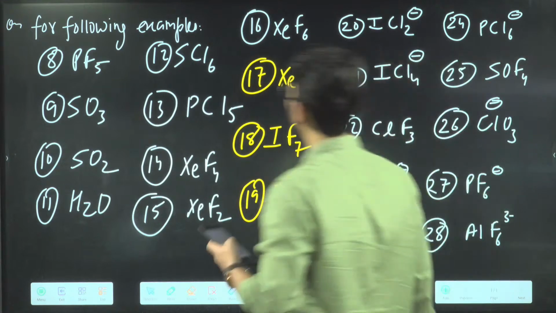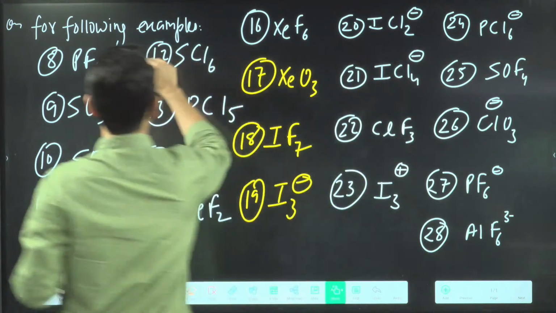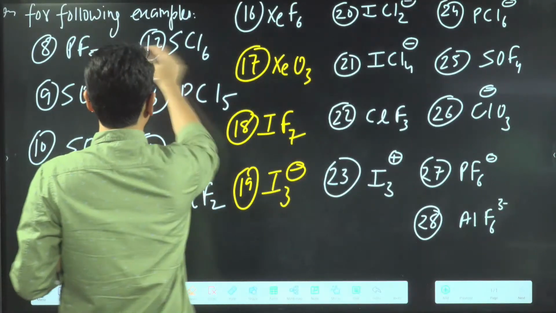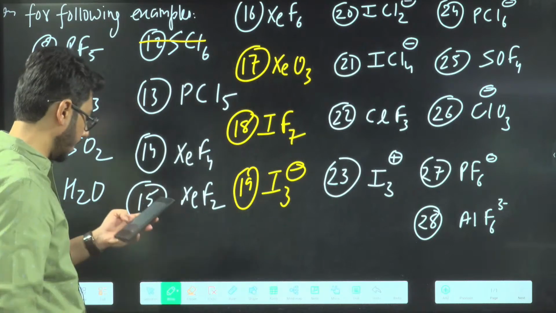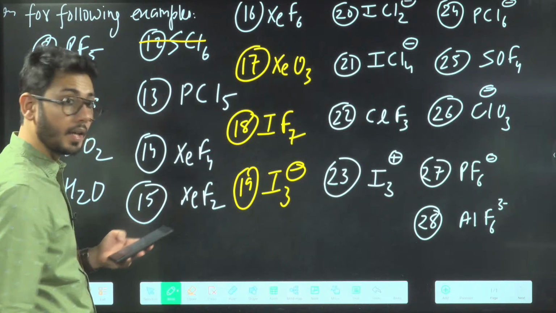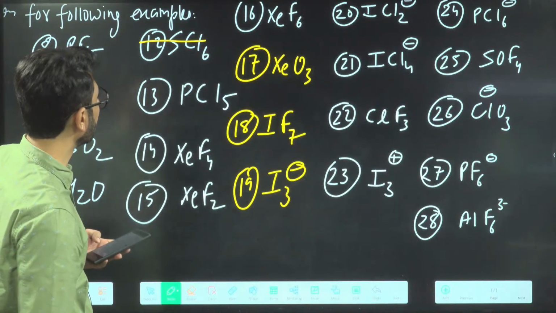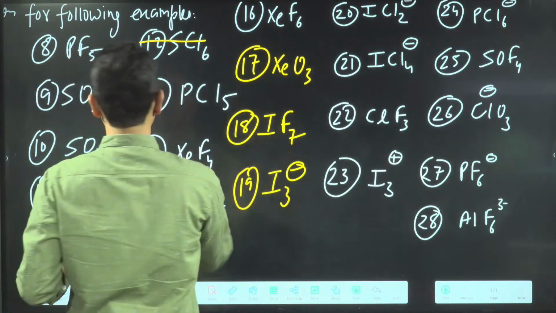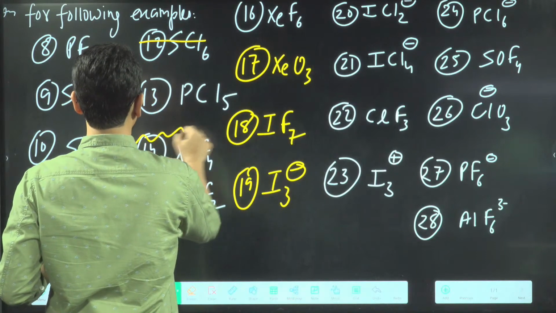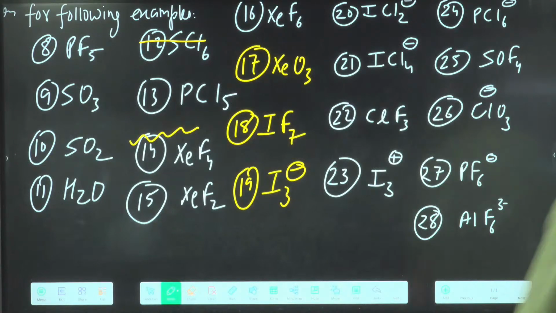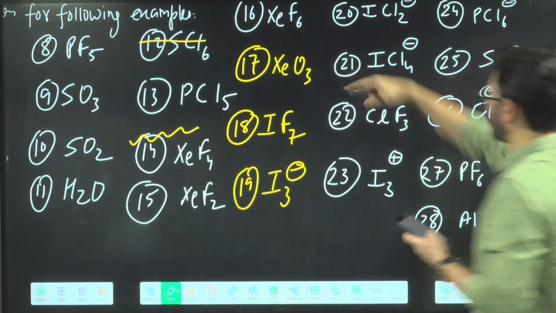SCl6 repeated, you can remove it. If it is repeated, now you can remove it. 12th one is repeated, okay. Other one you are saying, which one? XeF4 also repeated, okay, fine. These two repeated, any other repeated? Written 2 times, XeF4, yes. So you cannot write that one, 12th and 14th.